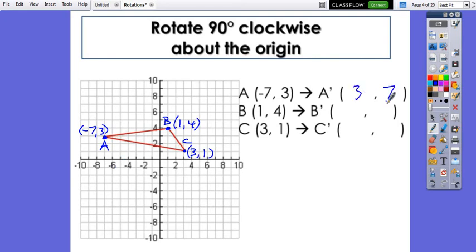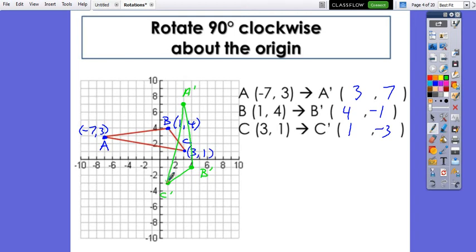It should be 4, -1. It should be 1, -3. Now if I wanted to graph those, I can come over here and graph those. 3, 7: to the right 3, up 7, right here. That's A prime. And then to the right 4, down 1, that's B prime. And then to the right 1, down 3, C prime. Connect those. And we have the rotation.